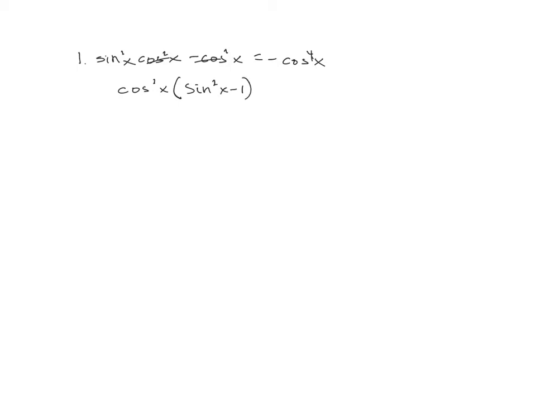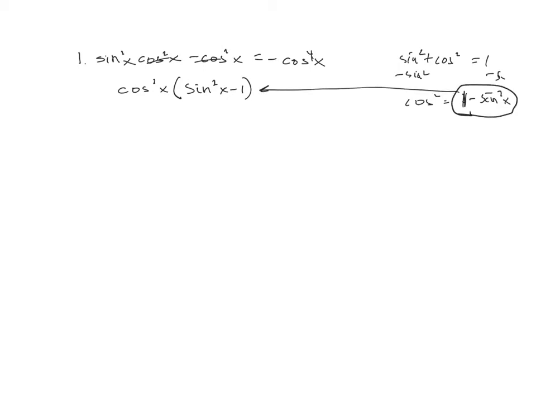Now the problem is the identity says sine squared plus cosine squared equals 1. So when we subtract the sine squared and put this over here, we end up with cosine squared is equal to 1 minus sine squared. And that's not what we have. The 1 is supposed to be first, and if you look at this, the 1 is second. Here the 1 is positive, here the 1 is negative. So they're not the same.